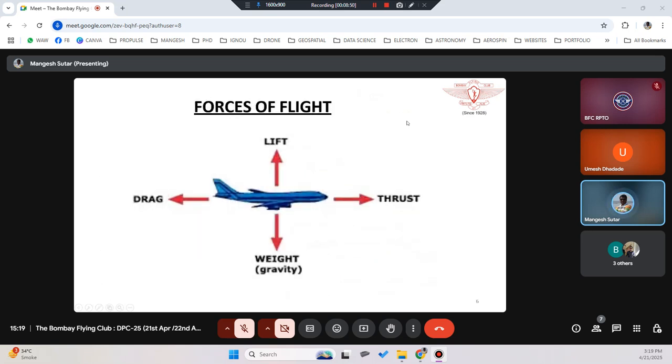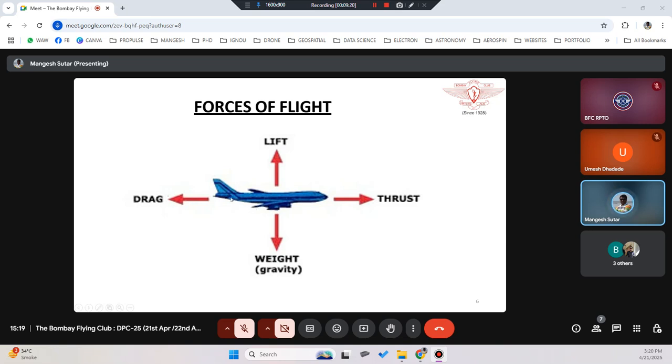Okay, so what are the forces on the flight? When we are flying the aeroplane, what are the forces affecting on it? One is the force because of the weight. Every aeroplane will have its own weight, so that weight will always try to pull down. So gravity will affect the aeroplane, and aeroplane will always try to come down or towards the earth. Okay, what will counteract it? The lift. So lift will counteract the weight, so it will try to go up.